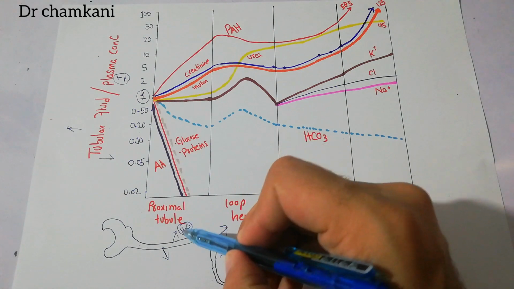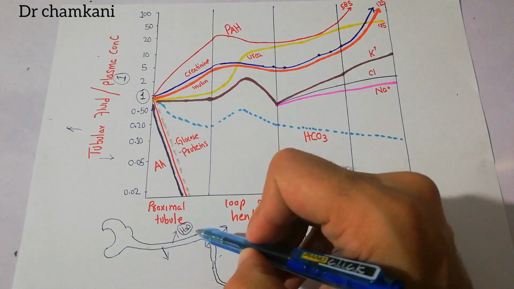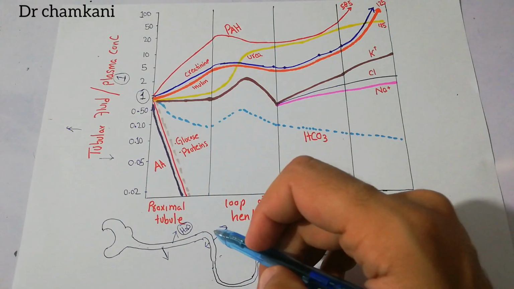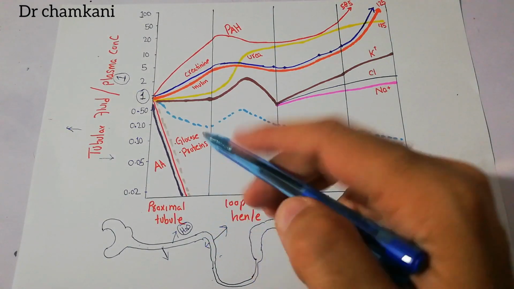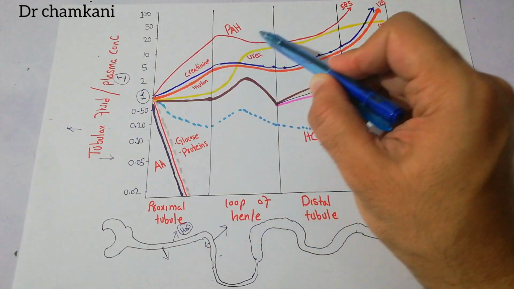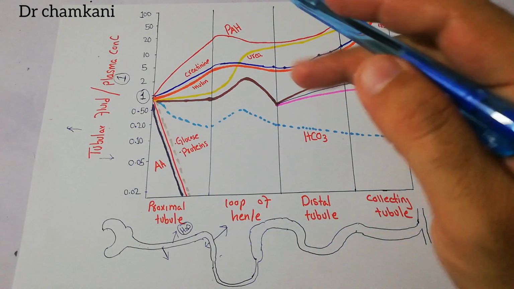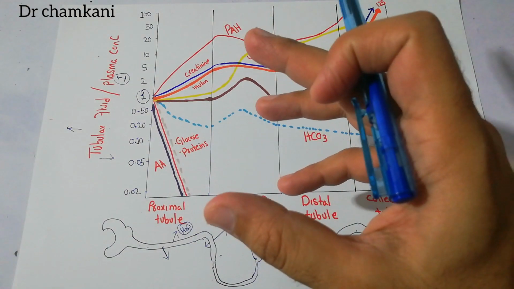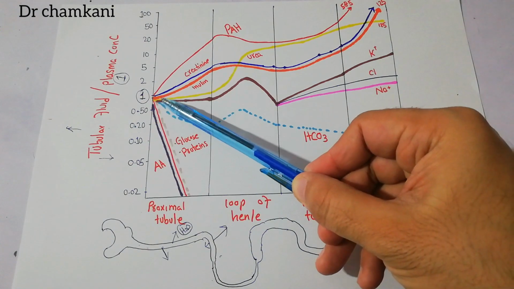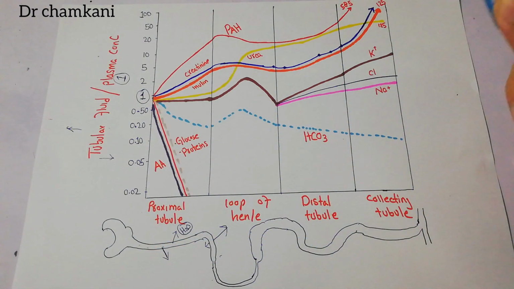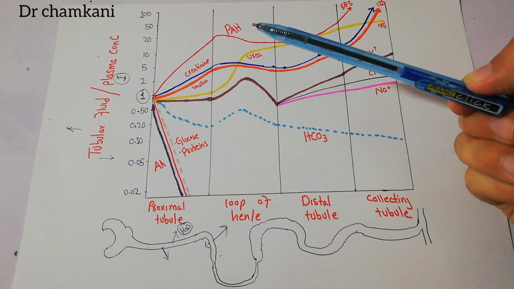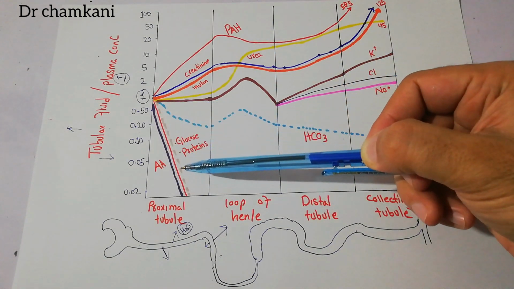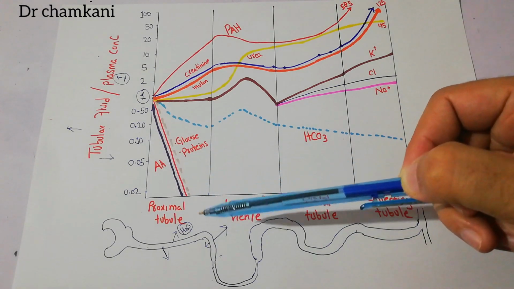But if the amount of water being reabsorbed in any particular segment is more than the amount of that solute being reabsorbed, then the concentration of that solute will increase. Simply speaking, if more water is being reabsorbed as compared to that solute, then the concentration of that solute in the tubular segment will increase. But if more solute is being reabsorbed as compared to the amount of water reabsorbed in that segment, then the concentration of that solute in that segment of the nephron will decrease.